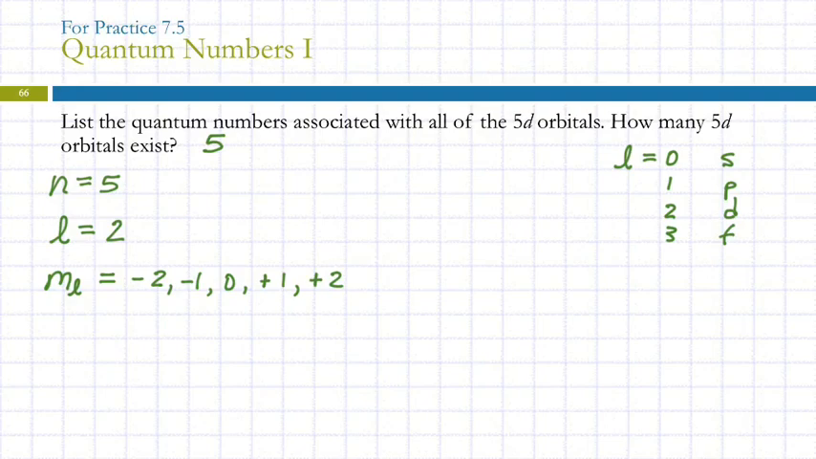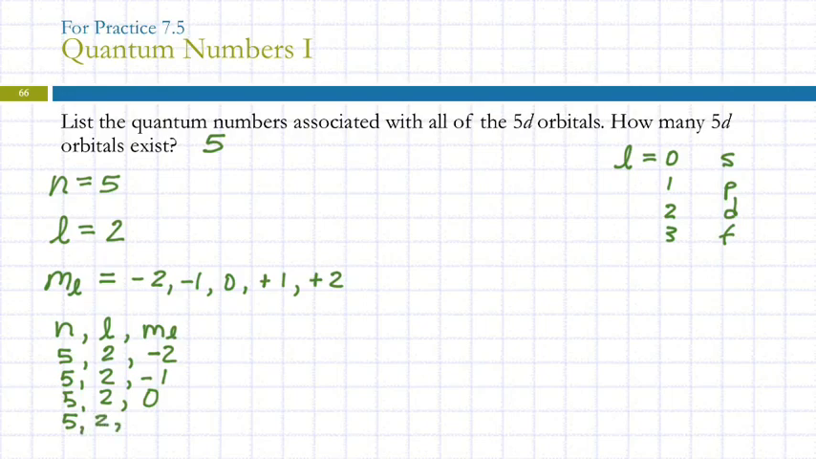So each orbital has its own set of quantum numbers. So if we show this as n and L and m sub L, we've got 5, 2, and negative 2. We have 5, 2, and negative 1, 5, 2, and 0, 5, 2, and plus 1, 5, 2, and plus 2. It's kind of like a code, or an identification system, or a VIN number on a car, right? Each orbital has its unique set of quantum numbers.